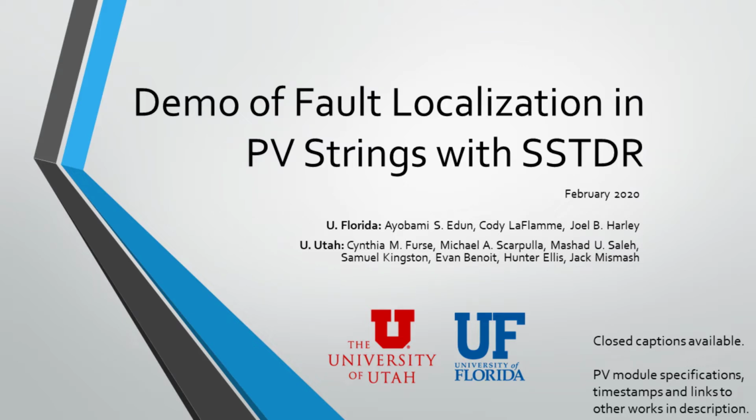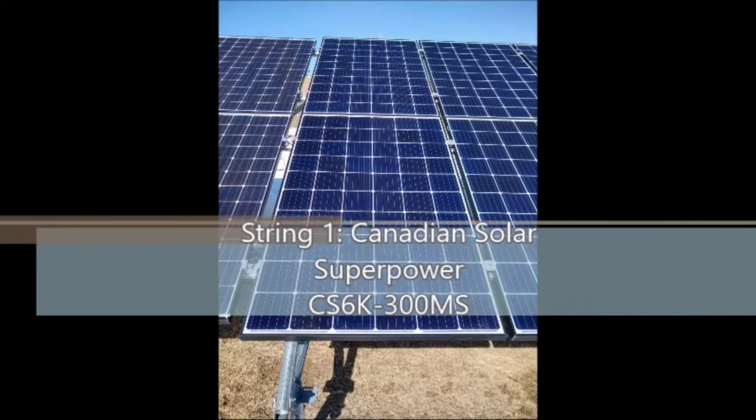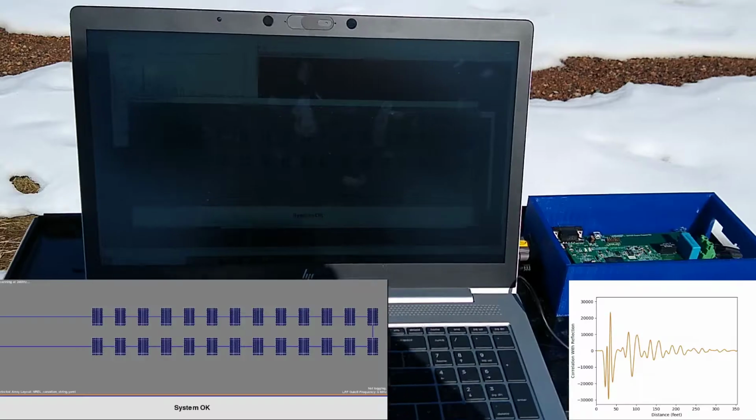This video demonstrates the use of SSTDR, spread spectrum time domain reflectometry, for the detection and localization of open faults in PV arrays. We test our method on two different strings of panels, each producing close to 1000 volts. We first test our method on 26 modules in series from Canadian Solar.